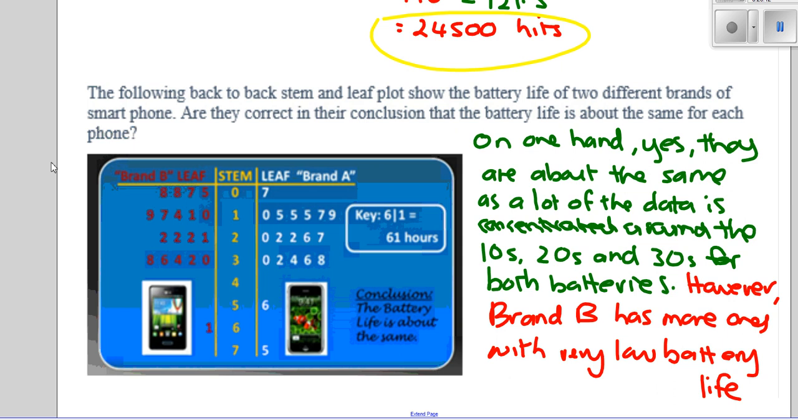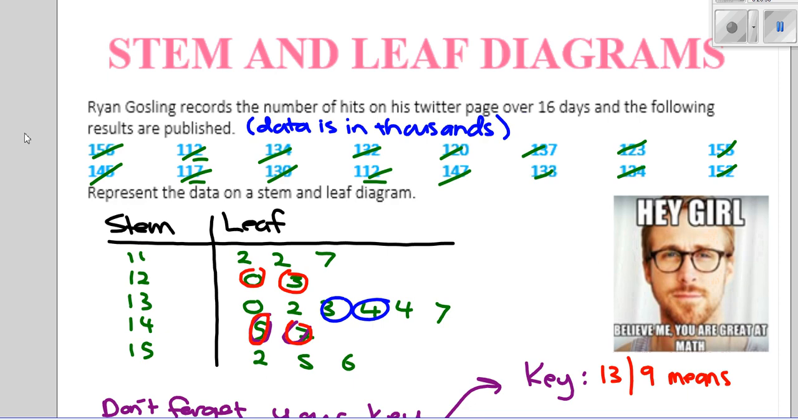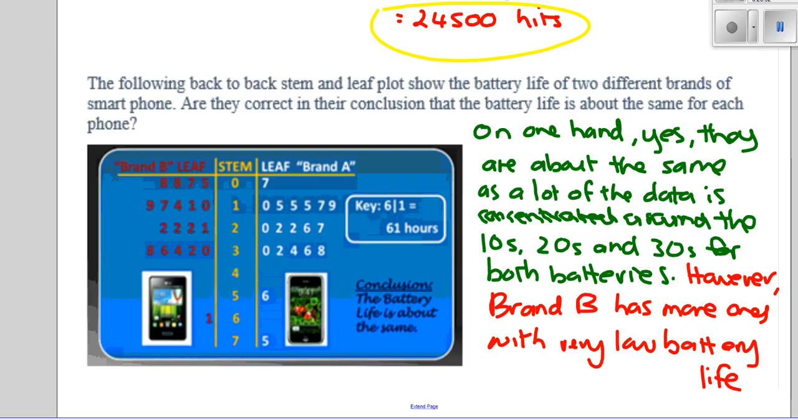Okay, cool. So let's go into some standard deviation. Standard deviation was covered very vaguely in CIE, so we use it a bit more in IB. You'll actually probably apply it a bit more in IB and see what it means.